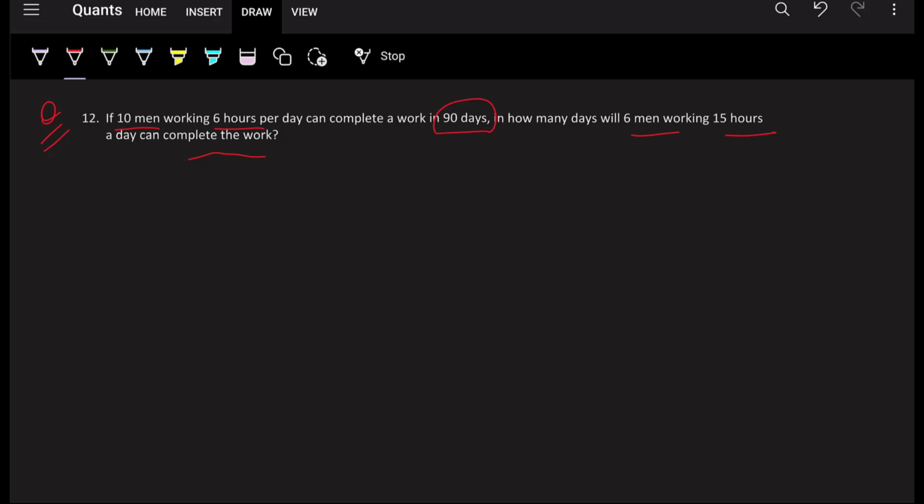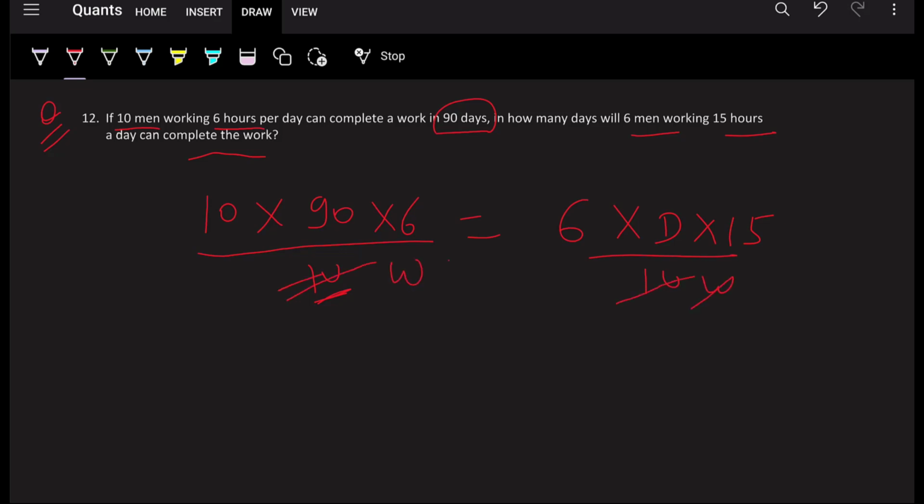So what would I say here? There are 10 men, so m1 is 10, and 90 days into 6 hours per day. So MDH, that means M into D into H, divided by work W1, is equal to M2 into D into 15 divided by W2. Work is the same, so W and W cancel. So from here we will get D as 10 into 6, which is equal to 60 days. It is our answer.